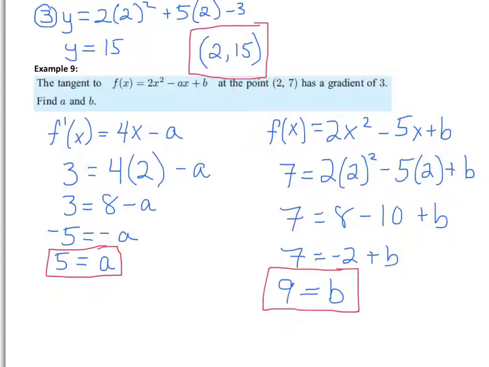All right, ladies and gentlemen, there you have it. You found a and b. The question doesn't ask us to, but if we needed to, we could rewrite that function. F of x equals 2 times x squared minus ax. A was 5 plus b, and b in this case is 9. All right, guys and gals, there we have it.